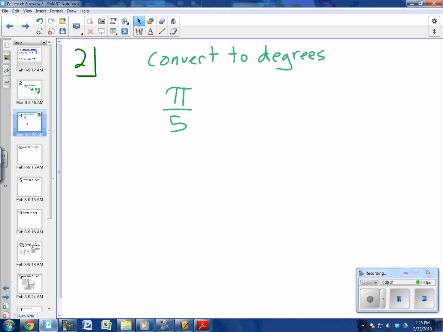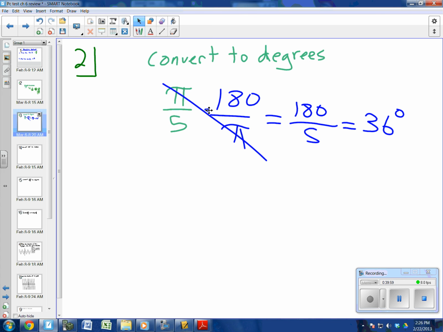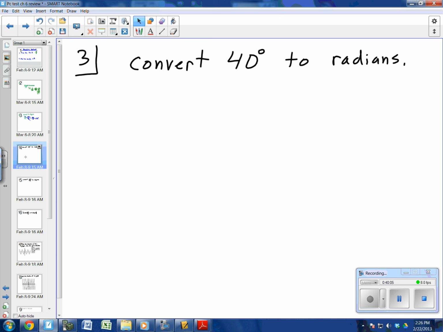Right here, convert to degrees. Oh. Correct. Okay, you have to times by 180 over pi. Those cancel out. 180 divided by 5 is equal to 36 degrees. There's going to be 2 problems like these. Okay, you guys, next question. By the way, you guys, the questions I'm asking you are going to be like questions on the test.